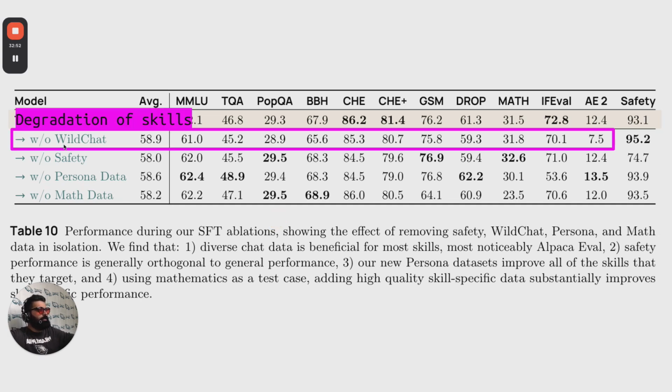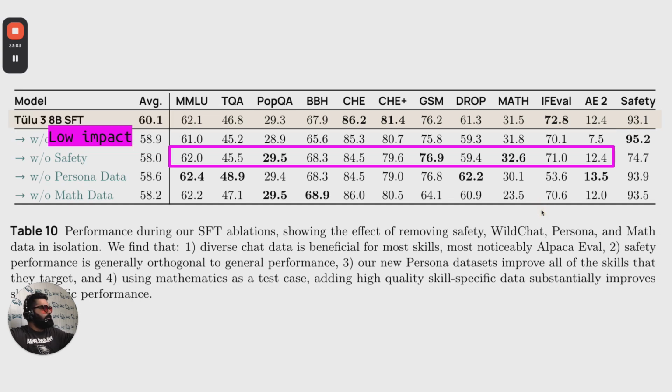So when you remove wild chat, you get a degradation of skills across the board, except safety. Everything else drops. When safety is removed, it's a relatively low impact. Interestingly, there is a little bit of improvement for math and PopQA.